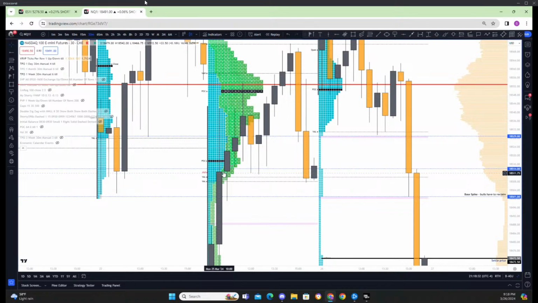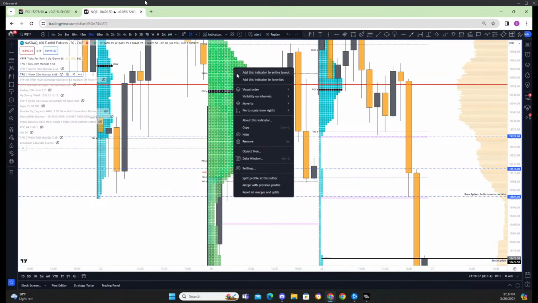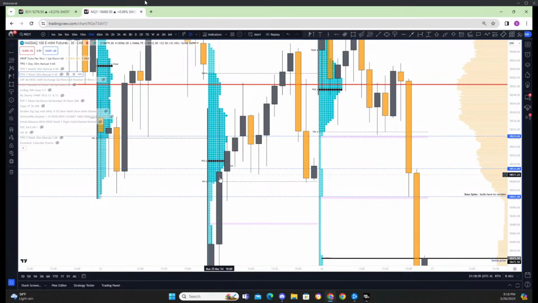You see the value area low. I don't know why it's showing value area low twice on this one. Oh, because it's the weekly. So I was like, wow. So if you look here, the lowest value area low is 508.